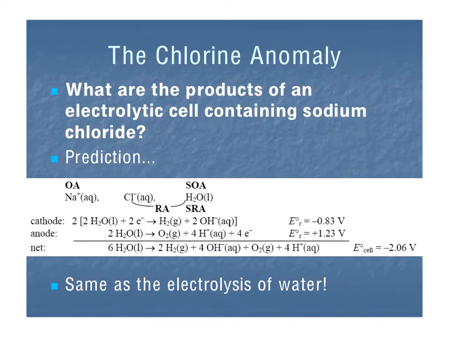Now, instead of using a solution of pure water, let's see what happens if we do electrolysis in a solution with sodium ions and chloride ions. This would set up for what we call the chlorine anomaly. Let's look at the predictions first. We have sodium ions, chloride ions, and plenty of water. According to our reduction half-reaction table, water is going to be our strongest oxidizing agent as well as the strongest reducing agent, which is exactly the same as the electrolysis of water.